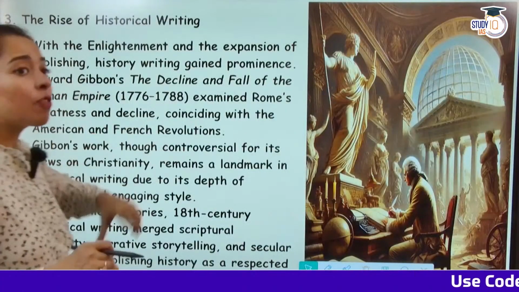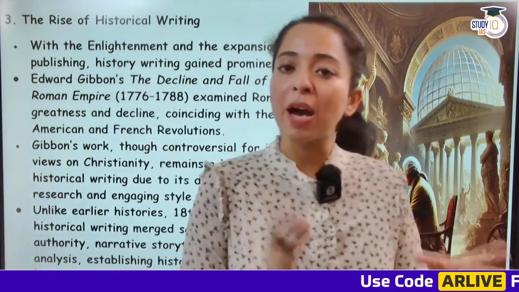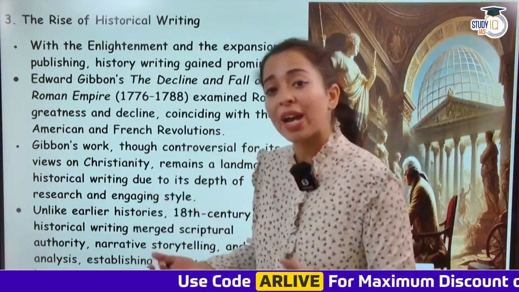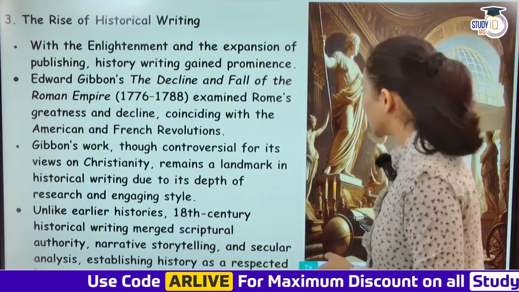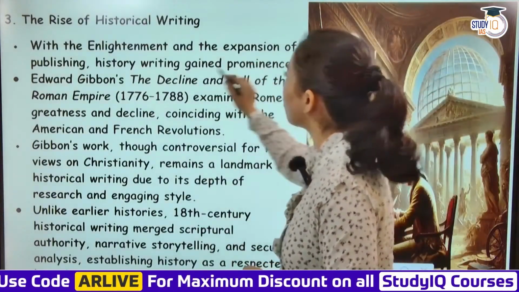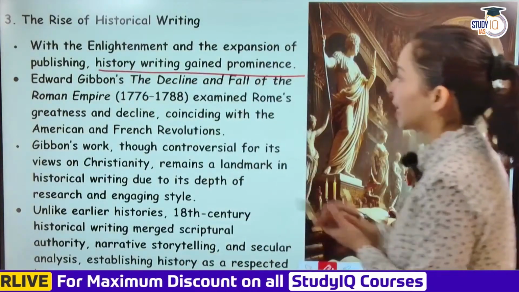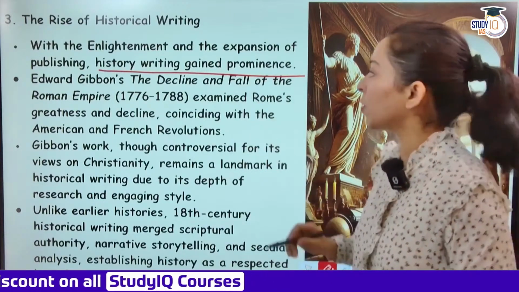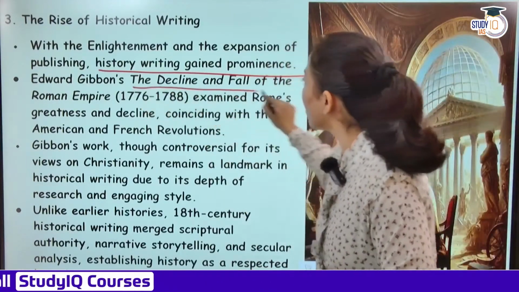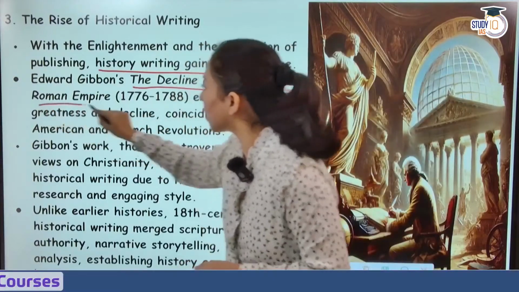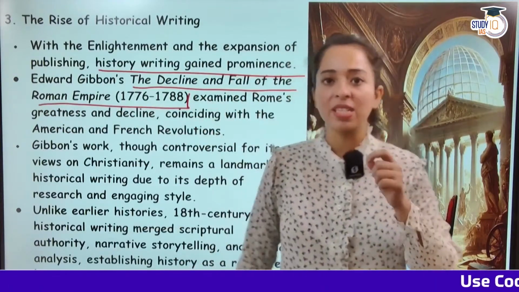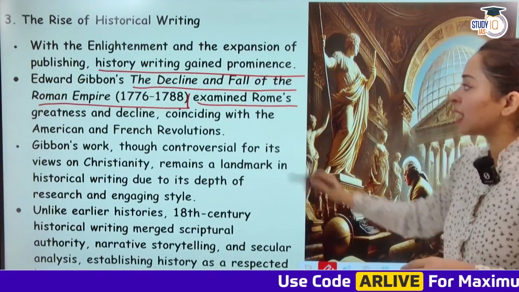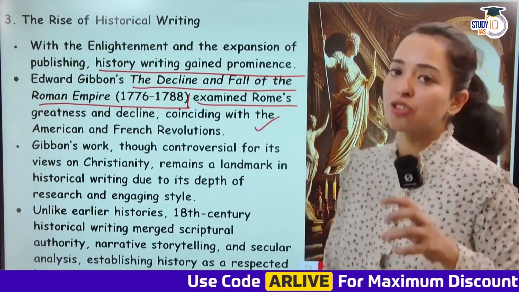Now, the rise of historical writing was also there. Apart from newspapers, journals, personal diaries, historical writing also became important. Now, with the Enlightenment and the expansion of publishing, history writing also gained great permanence. Edward Gibbon's is a very important work, The Decline and Fall of the Roman Empire from 1776 to 1788. This examined Rome's greatness and decline, coinciding with the American and French Revolutions.